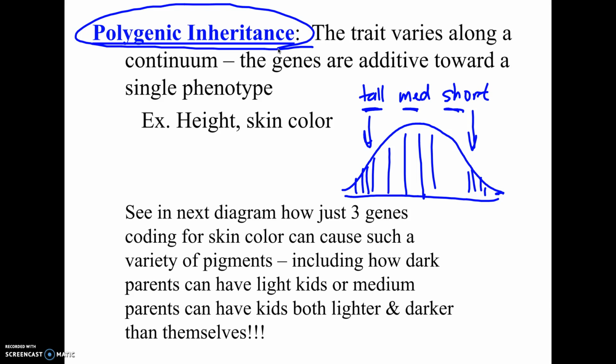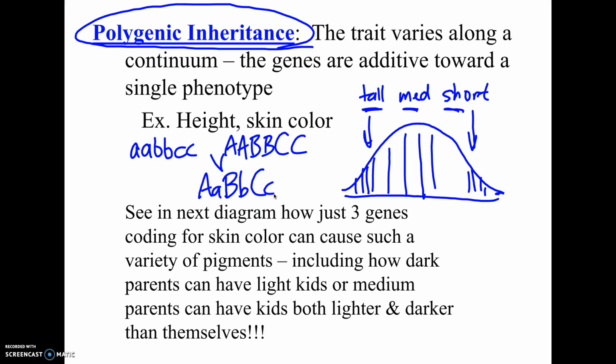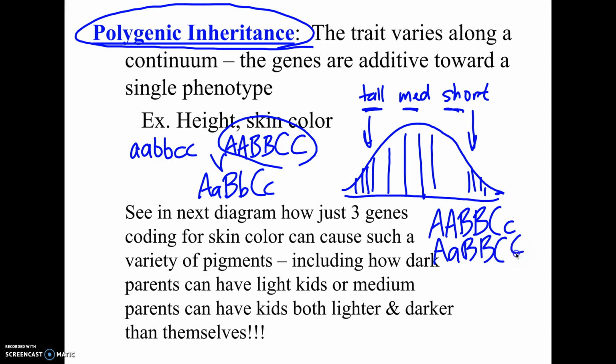So let's think about, for example, skin color. If skin color was determined by just 3 genes, and the more capital letters you have, the darker you are, this would be the lightest possible person a person could be, and this would be the darkest a person could possibly be. If I cross these 2 people, everybody's going to come out right in the middle, medium. But think about all the shades in between. In other words, you could have all capital letters except for 1, and this one would be slightly lighter than this person. And this person would be the same color because they also have all capital letters except 1. In other words, if you literally just count how many capital letters, the more capital letters, the darker you are.